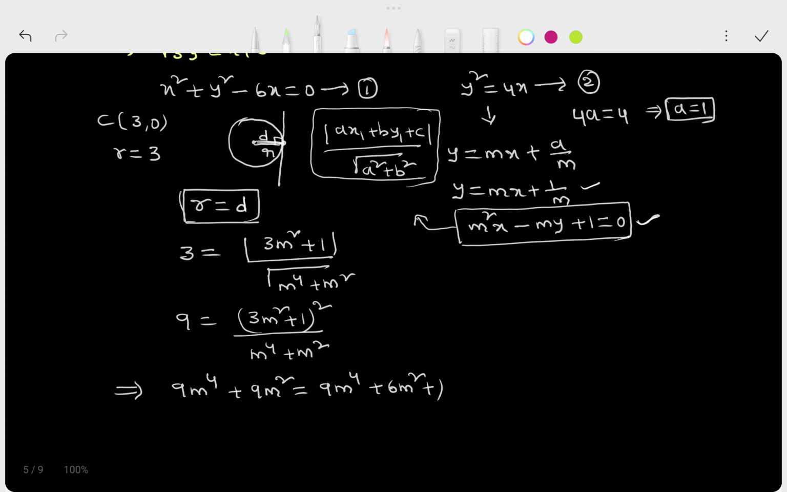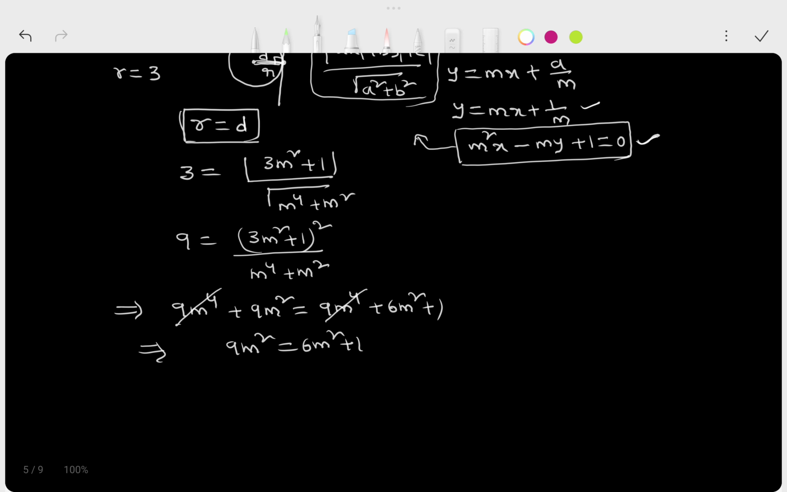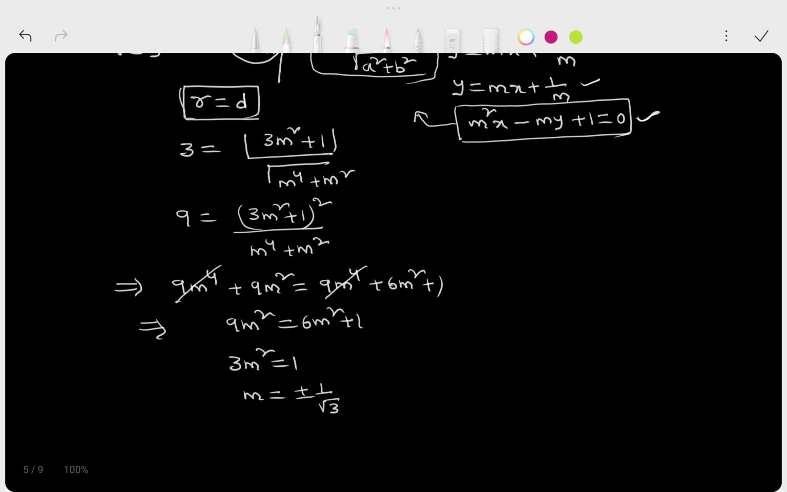So here both sides 9 m to the power of 4 will cancel. Now it becomes 9 m squared equals 6 m squared plus 1. So now you take 6 m squared to the left-hand side, that is 3 m squared equals 1. So what will the m value be? Plus or minus 1 by root 3.